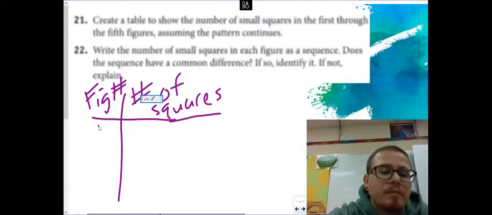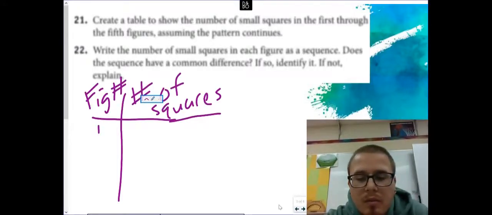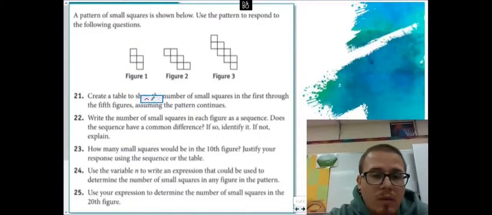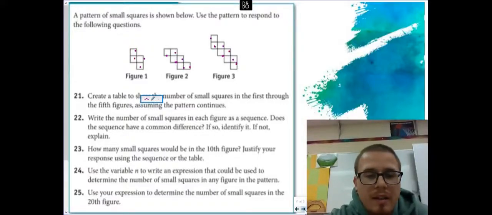So figure number 1, if you go back, let's take a look real quick. Looks like we got 4 squares. 1, 2, 3, 4. Then 1, 2, 3, 4, 5, 6. Number 2, 1, 2, 3, 4, 5, 6, 7, 8, and number 3. So it looks like 4, 6, 8 is the pattern.